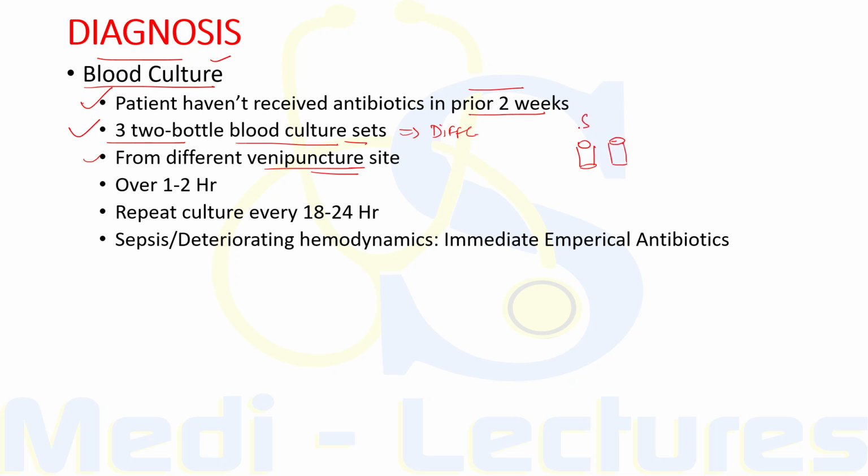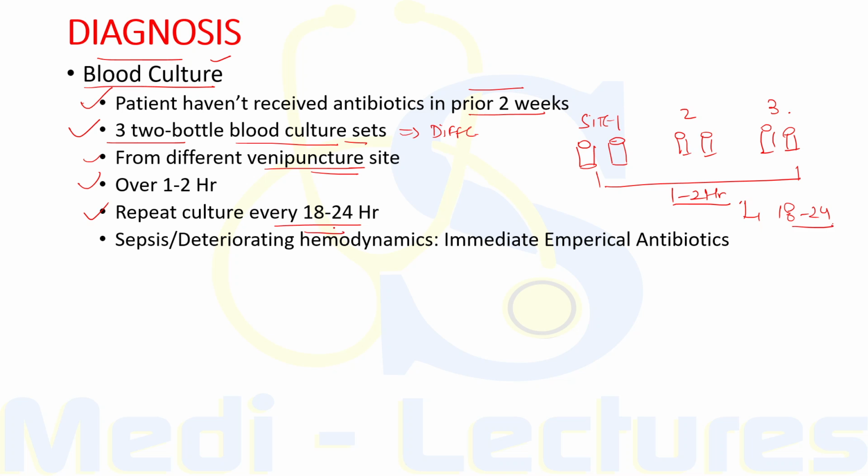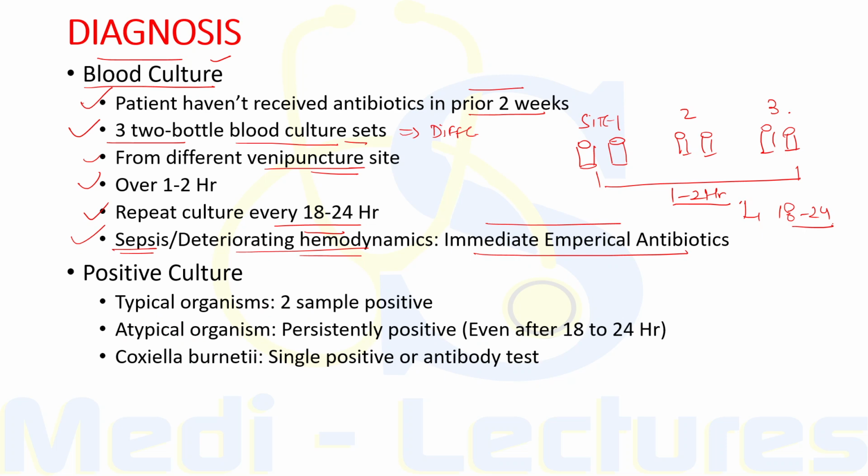Suppose this is from site 1, this is from site 2 and this is from site 3. Now these samples have to be taken over a period of 1 to 2 hours. And this whole procedure we have to repeat after 18 to 24 hours. Again we will take the 6 samples. So this is how samples are to be taken. For patients who are in sepsis or have deteriorating hemodynamics, we have to immediately start empirical antibiotics just after taking the sample.